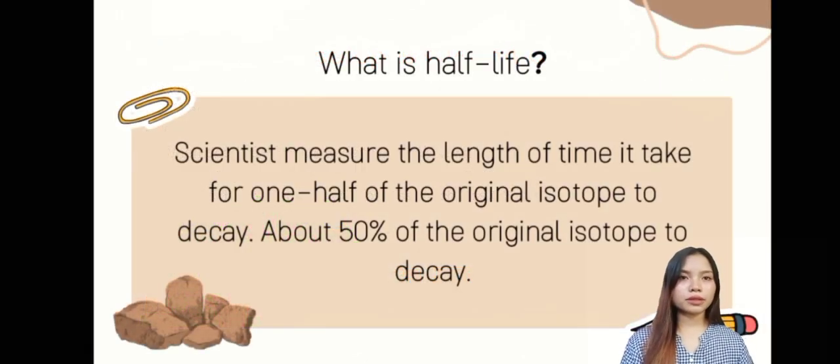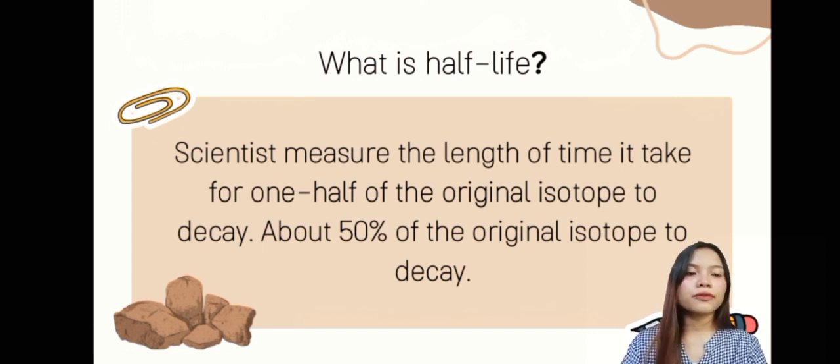Moving forward, now that we understand what an isotope is, I mentioned earlier the word half-life as I was discussing the importance of isotopes in radiometric dating. What is half-life? Scientists measure the length of time it takes for one half of the original isotope to decay, about 50% of the original isotope. So, half-life is the time for an isotope to decay.